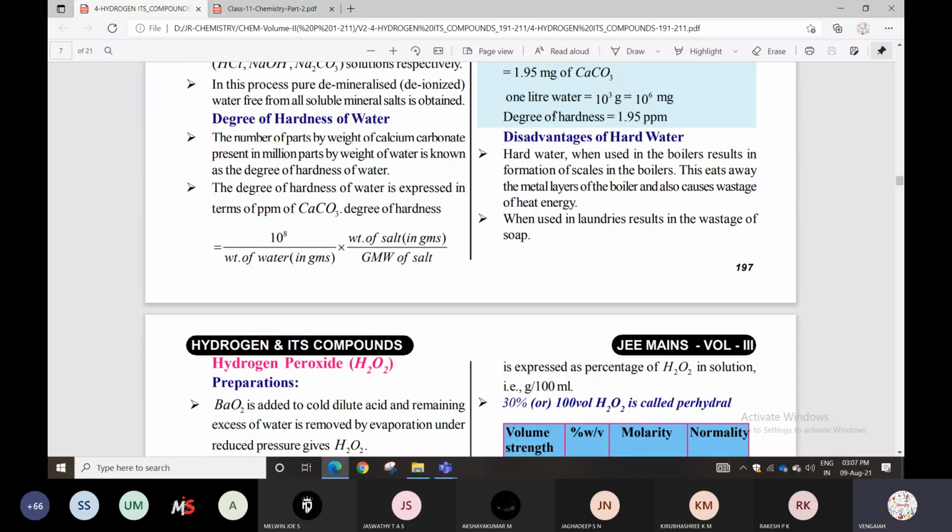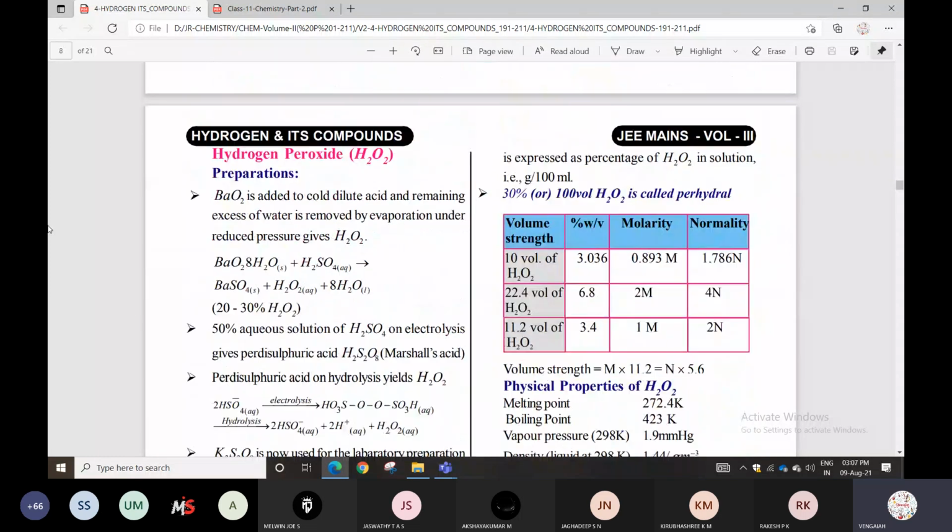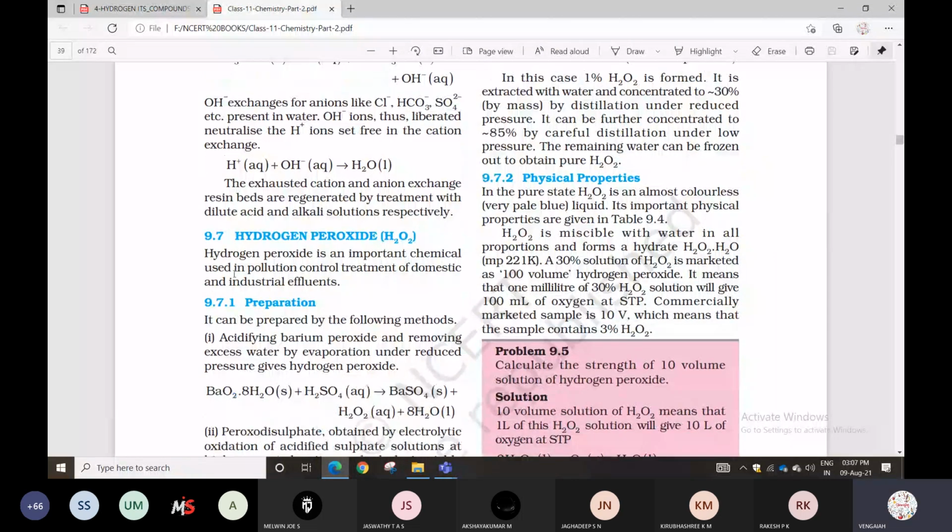Now listen here. Hydrogen peroxide. Hydrogen peroxide is an important chemical used in the pollution control treatment of domestic and industrial effluents. It can be prepared by the following methods. Hydrogen peroxide, you people already know very well. When there is any small injury, the cleaning is done with hydrogen peroxide. So how can it be prepared? The method is as follows.